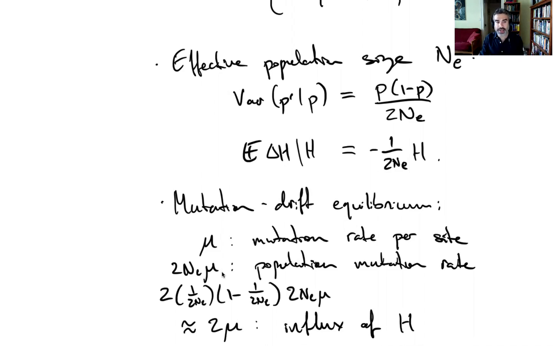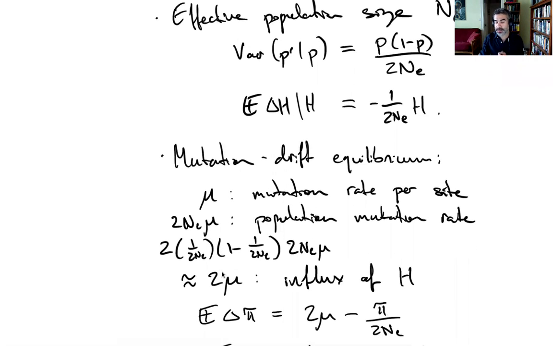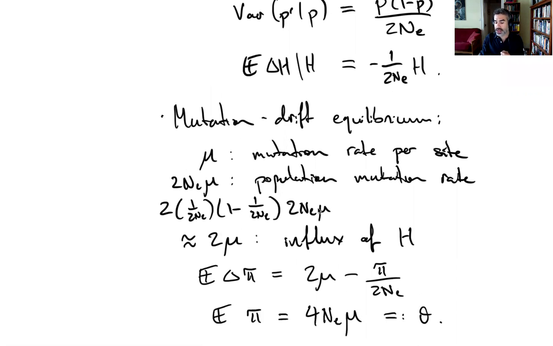Now, if you look over many sites, you can get the evolution of nucleotide diversity. The expected change in pi in a generation is 2 mu minus pi over 2 NE. And if you then set that to 0, you get this equilibrium value, which is 4 NE mu. This population scaled mutation rate, 4 NE mu, is a fundamental parameter of population genetics, and it's often denoted theta. So the result is that the expectation of nucleotide diversity, pi, is equal to this parameter theta.